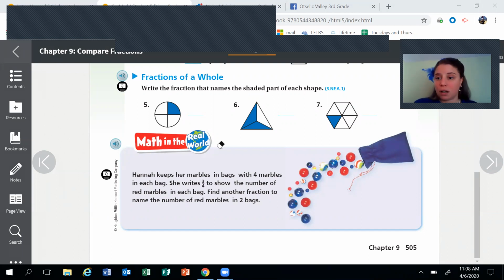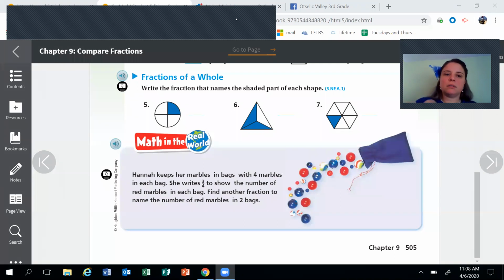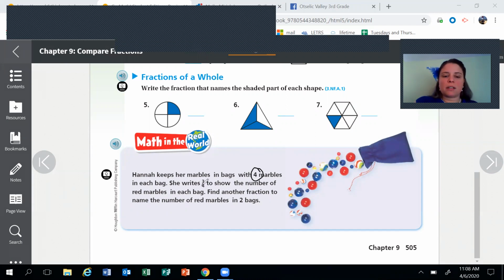I'm going to go ahead and read the word problem to you out loud. This one is always a little bit frustrating because it makes you think. You're using your critical thinking brain cells. Let's go ahead and read it. Anna keeps her marbles in bags with 4 marbles in each bag. Kind of important, right? She writes 3/4 to show the number of red marbles in each bag. Find another fraction to name the number of red marbles in 2 bags.